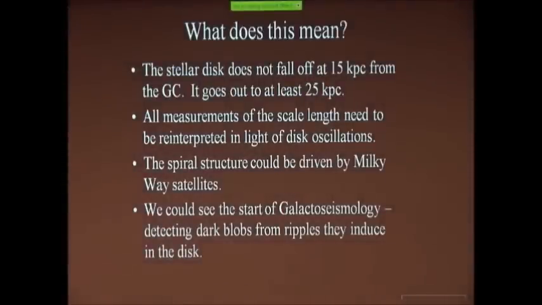Okay, so what does all of this mean? The first one is that the stellar disk, according to us, does not fall off drastically in density 15 kiloparsecs from the center of the Milky Way. It goes out at least to 25 kiloparsecs, and the reason that people think that it falls off is that they're looking out there and the star counts go down, but the star counts are going down because the disk moved away and now you're at a higher exponential scale height from the plane of the disk. And so it looks like they're falling off, but it isn't really.